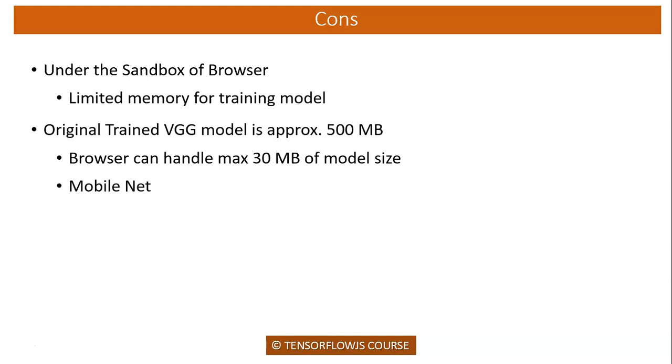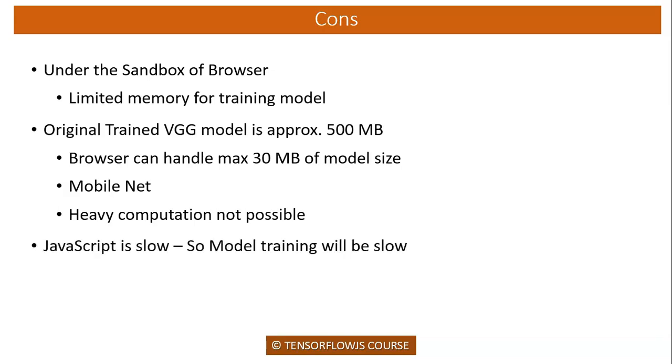But then we have other options available like MobileNet. But MobileNet itself has its own limitation. While a very high performance VGG kind of model can classify thousands of different categories, MobileNet can handle a much smaller number of output categories. So heavy computation is not possible inside the browser.